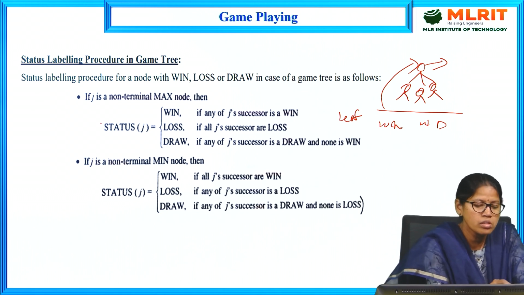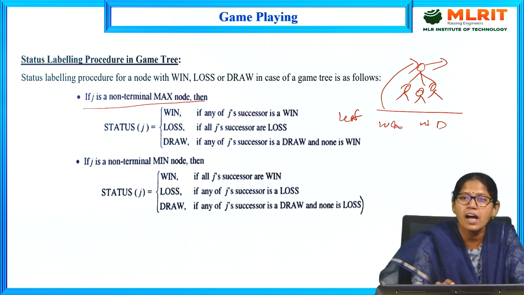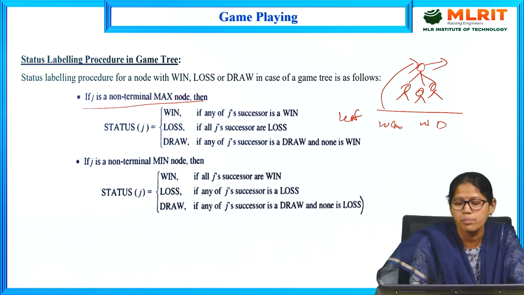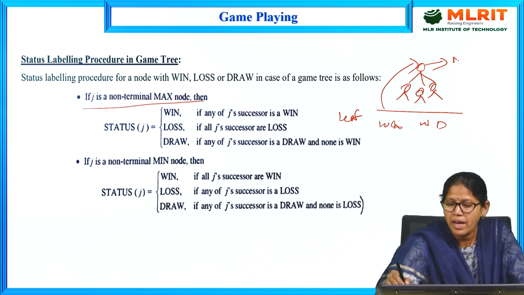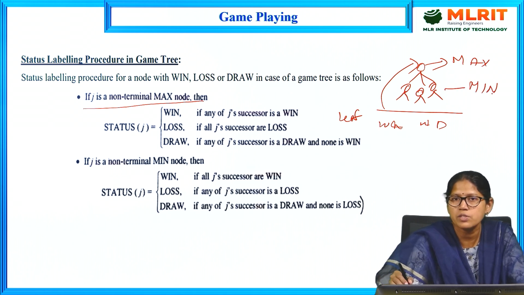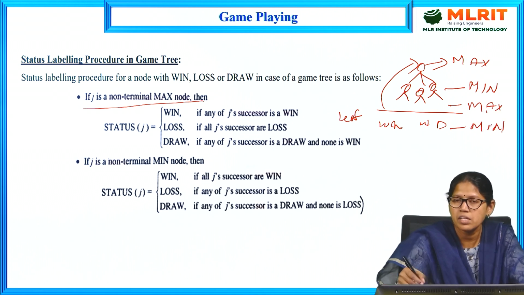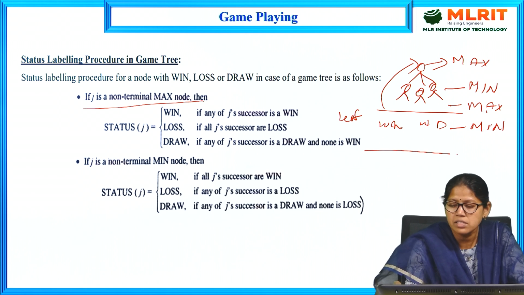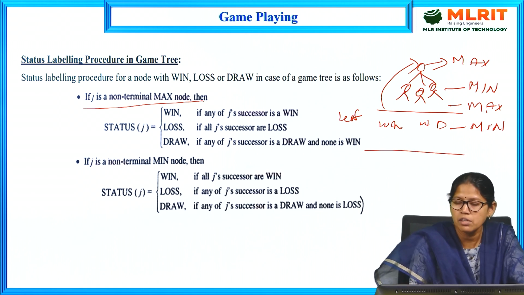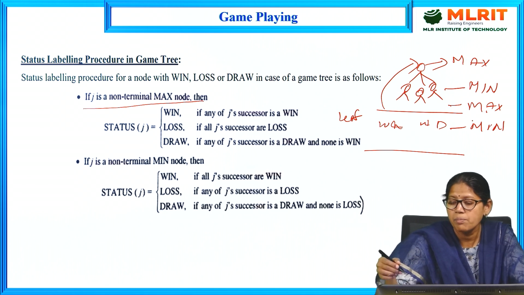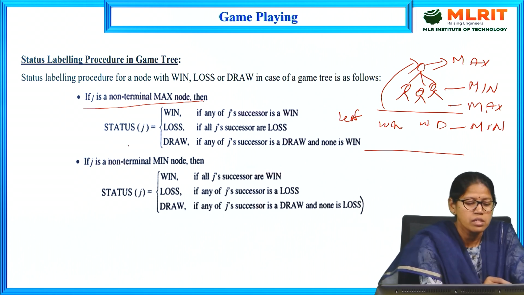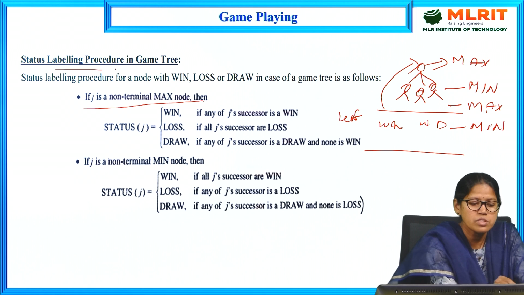Okay, so the first one, if J is a non-terminal node at a max point. For example, here max will play first, later min, and alternatively the players will play the game. After that again max, again min, such a way that the game tree will be formed. At last, there are leaf nodes or terminal nodes. Based upon these leaf nodes, which player is playing, in such a way the labeling procedure will happen.